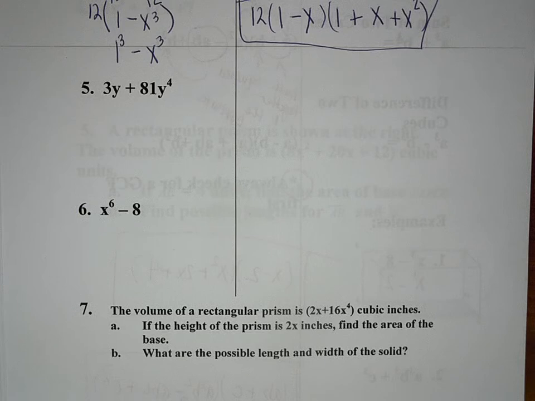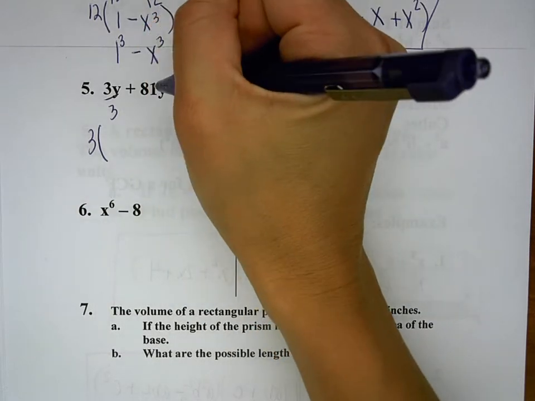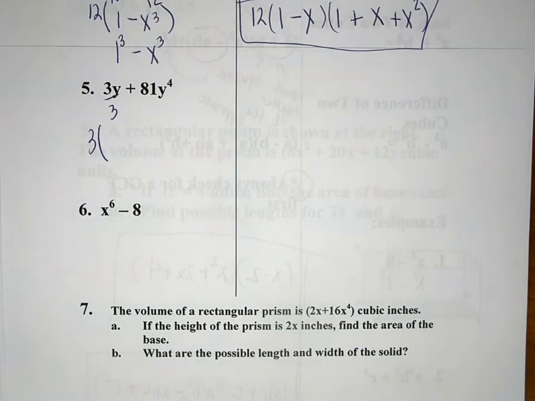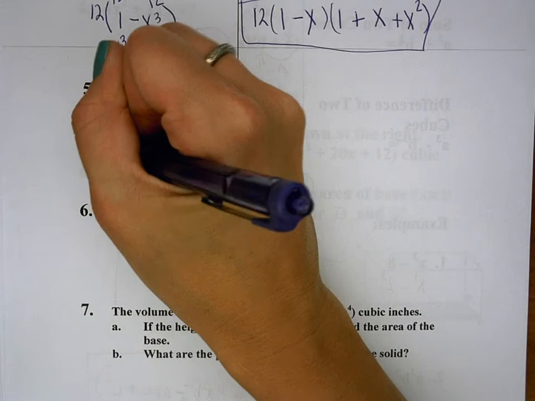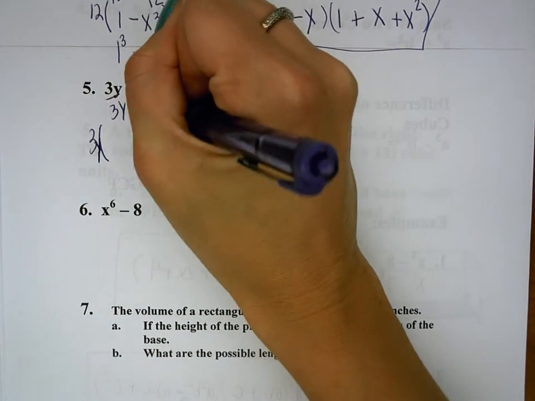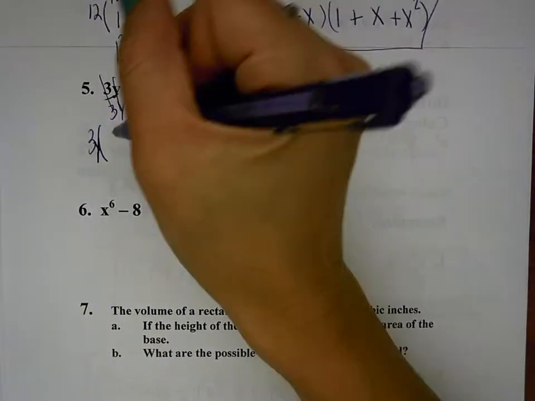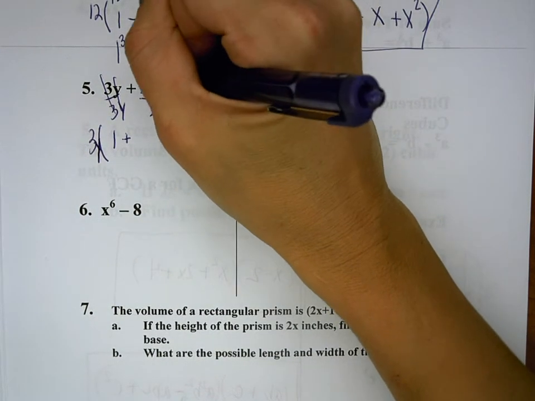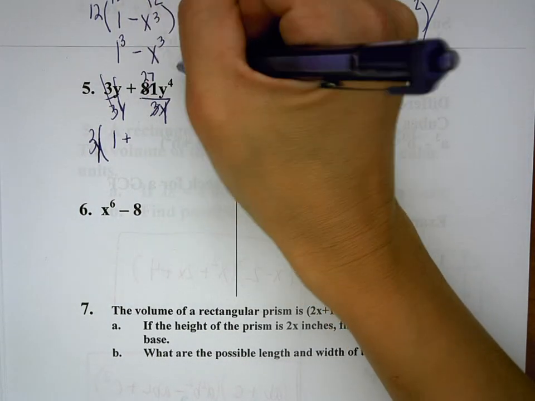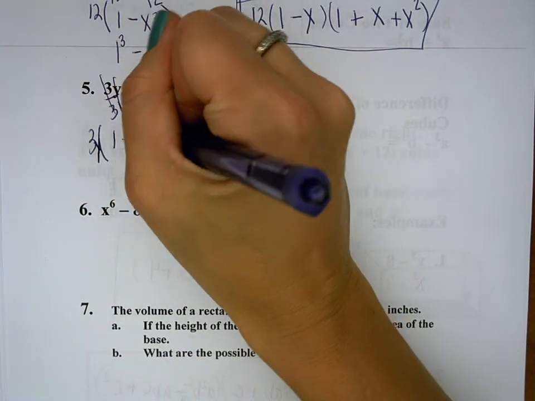Always check for what first? GCF. So we take a 3 out, we divide each of these. Wait, I just noticed. What else should be taken out? Y. You should have taken out a 3y. Both of these can be divided by 3y. When I do that, this all cancels out, and I'm left with 1 plus, 3 goes into 81 27 times, and y cancels with one of these y's to leave us with y cubed. So I have 1 plus 27y cubed.